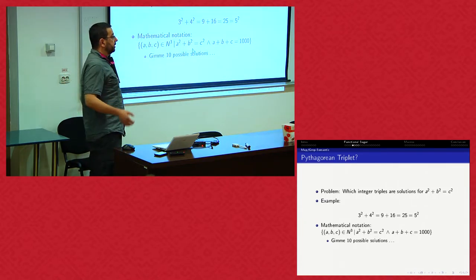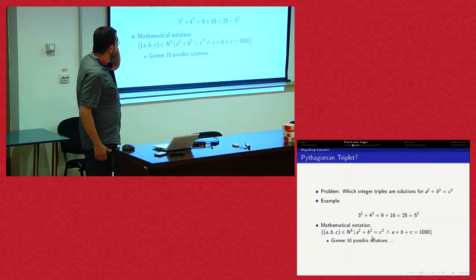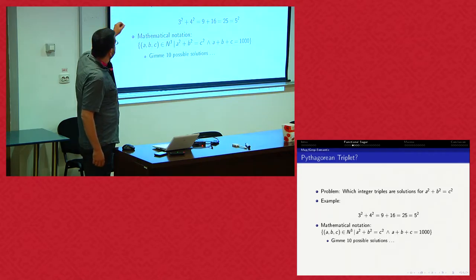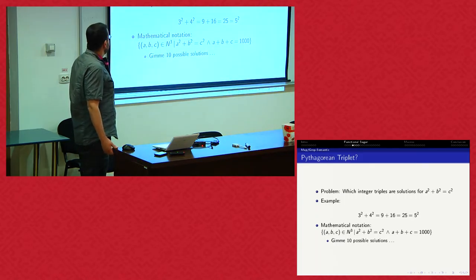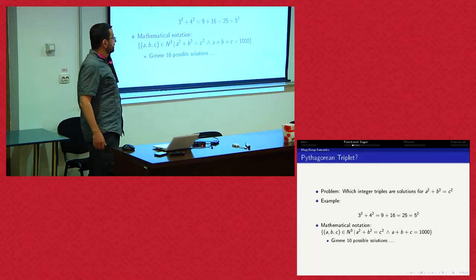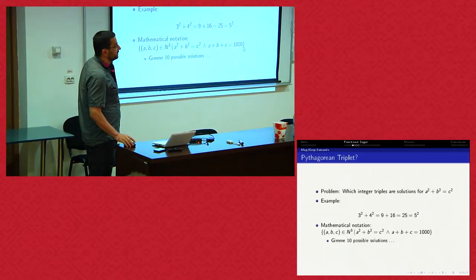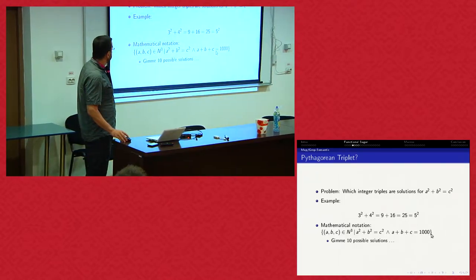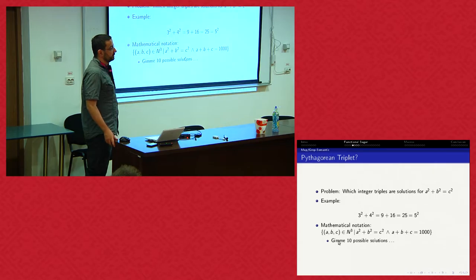Let's take a concrete problem. We have a Pythagorean, I don't know how to pronounce in English, Pythagorean equation. A squared plus B squared is C squared. And we want all solutions with whole numbers till, let's say, where A plus B plus C is 1,000 with a side condition. And then give me the first 10 possible solutions.